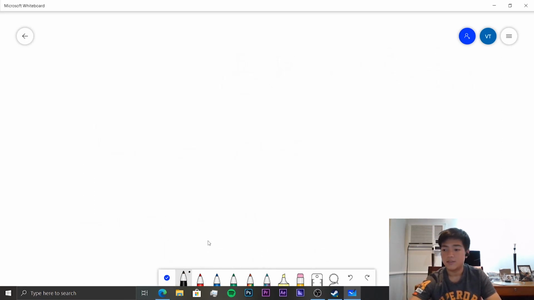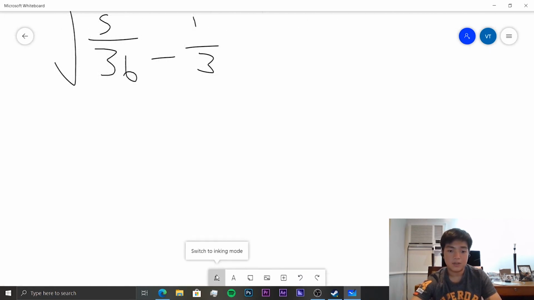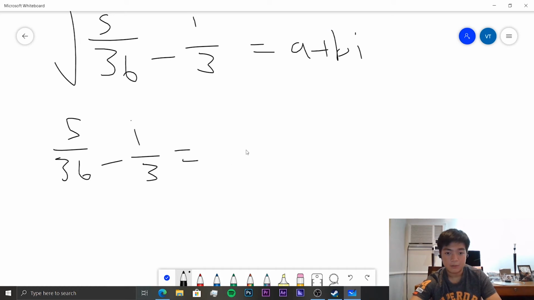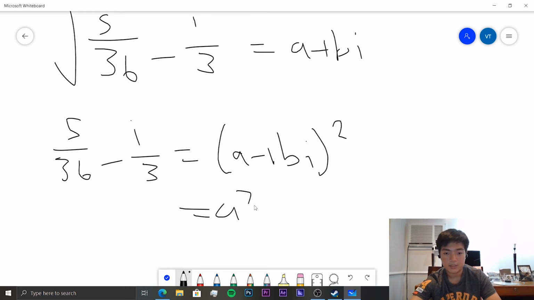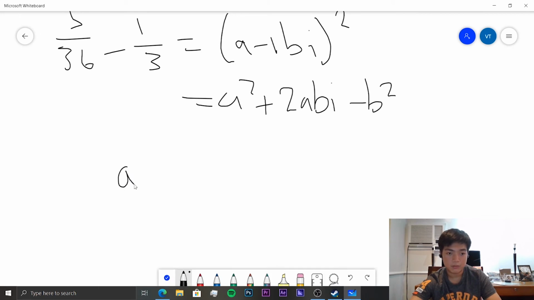Okay, so for the next one, we have the square root of 5 over 36 minus i over 3, and we need to evaluate what this will be. So again, we can say this is equal to a plus bi. And so therefore 5 over 36 minus i over 3 is equal to a plus bi squared, which is equal to a squared plus 2abi minus b squared. So what do we have here? We know a squared minus b squared equals 5 over 36.